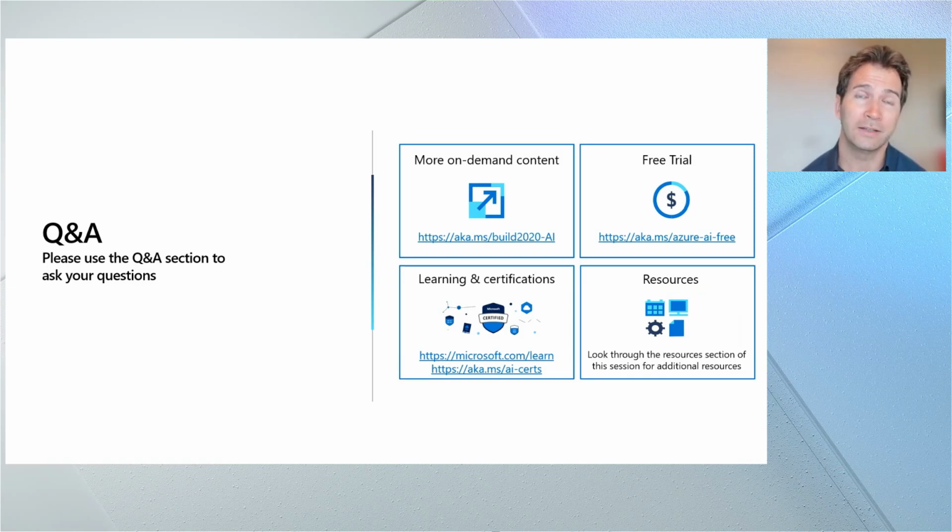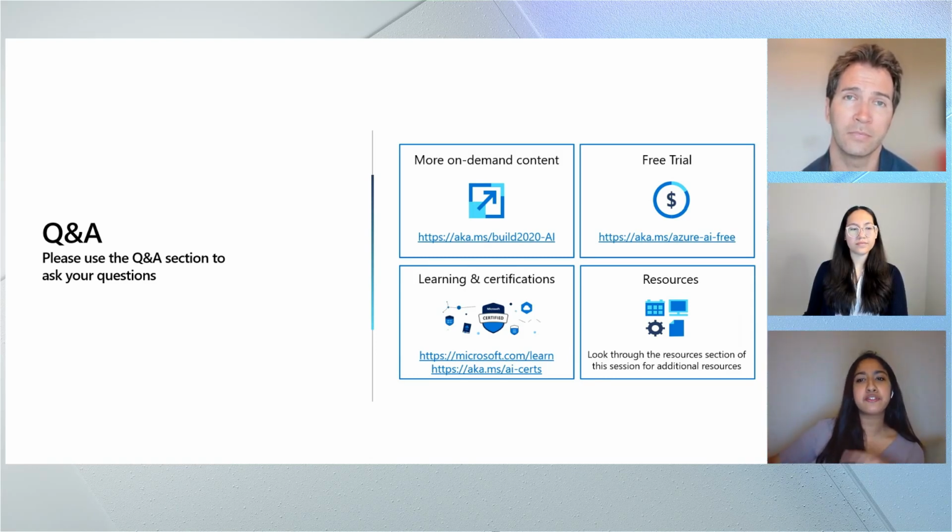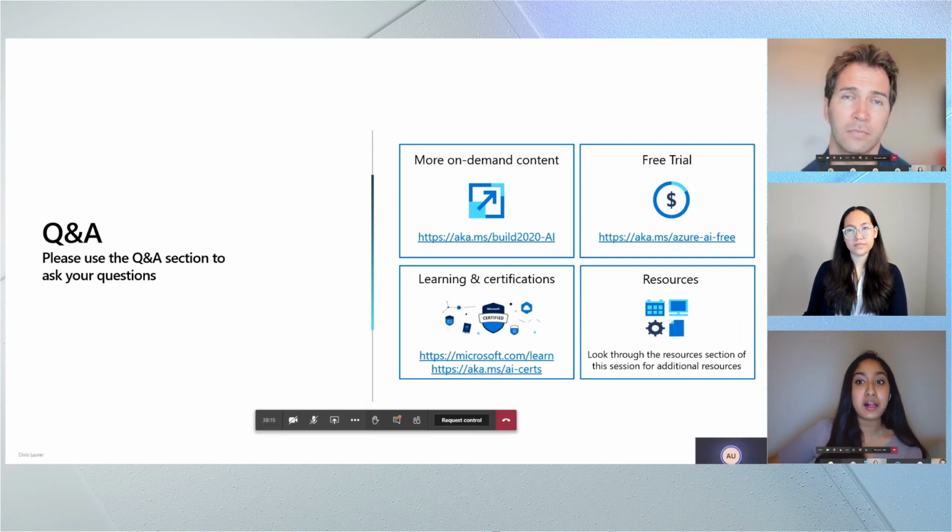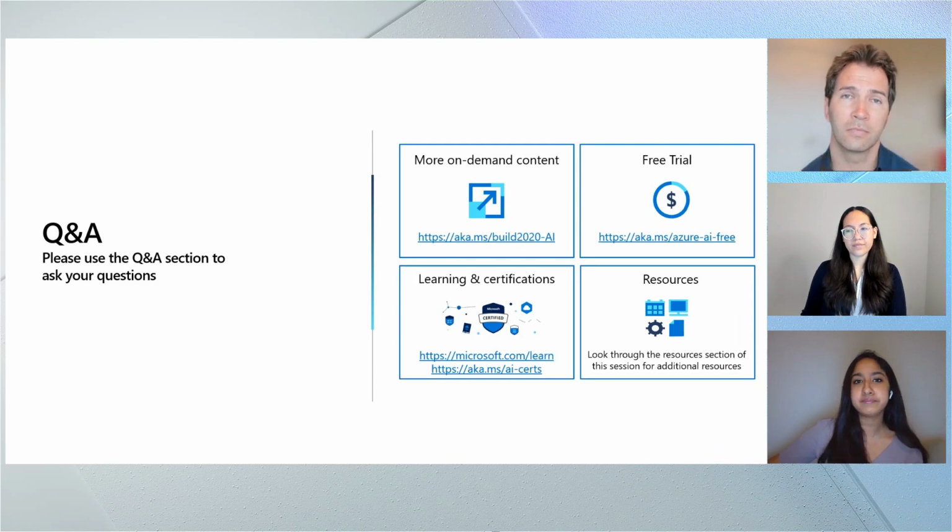But Anita, do we have any questions from the audience? Well, yes, we do. So we are now heading to the Q&A session. So the first question is, how do we know when we should try using automated ML versus regular Python code, such as using scikit-learn directly?